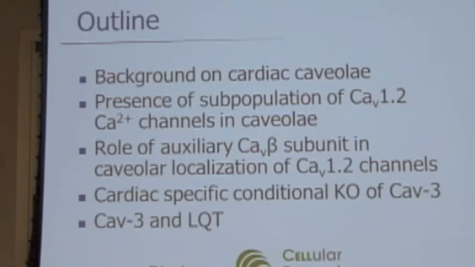as well. So what I'd like to tell you about today is give you a little background so we all are on the same page regarding what cardiac caveoli are, talk about different subpopulations of calcium channels in heart cells, and how auxiliary subunits may be important in these channels, and also talk about a knockout mouse we've made, a conditional knockout for caveolin 3, the main protein isoform present in muscle cells for caveoli, and then talk about caveolin 3 and long QT syndrome. So we'll cover those areas today.